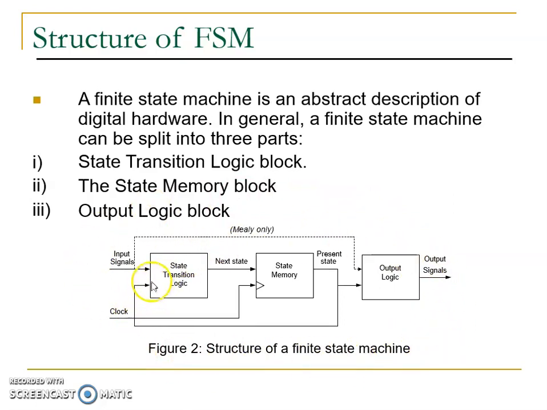You can see that this is a clock, and this is the input signal. This is the next state, this is the present state, and this is the output signal. So you can see that this is a Mealy model only, meaning that to differentiate between Moore model and Mealy model is by using this connection. So the output from the Mealy model depends also on the input signal, compared to the Moore model, where the output depends only on the present state.